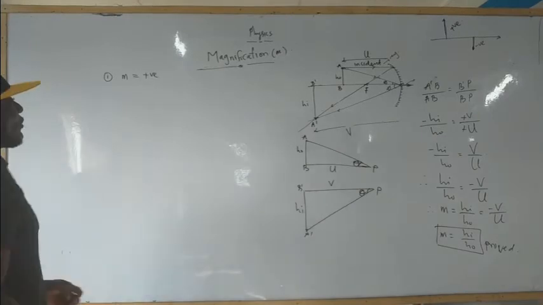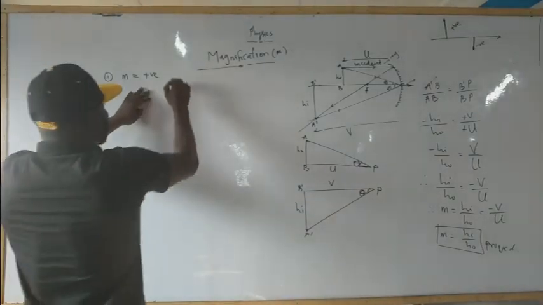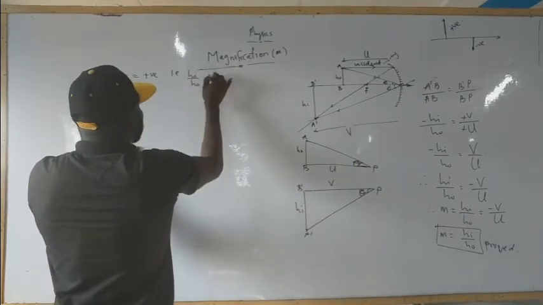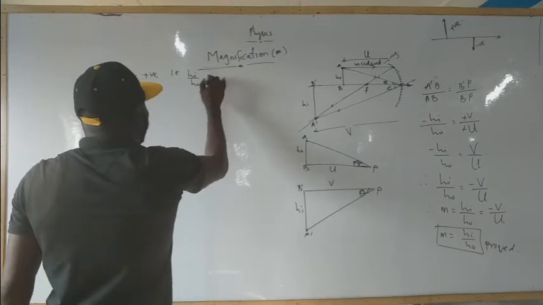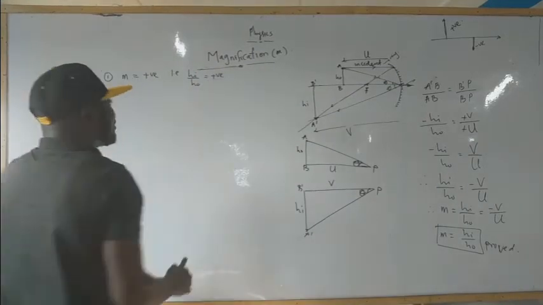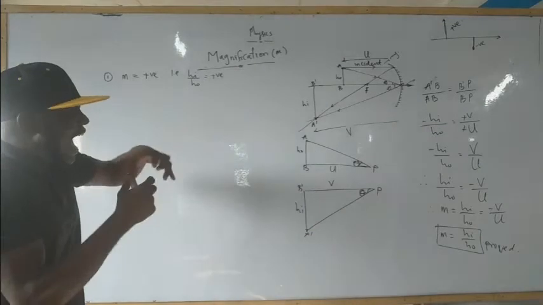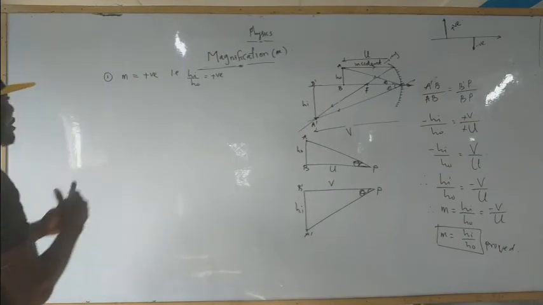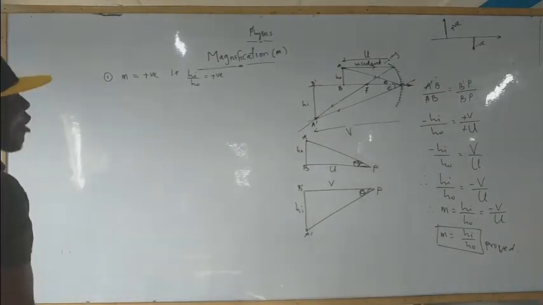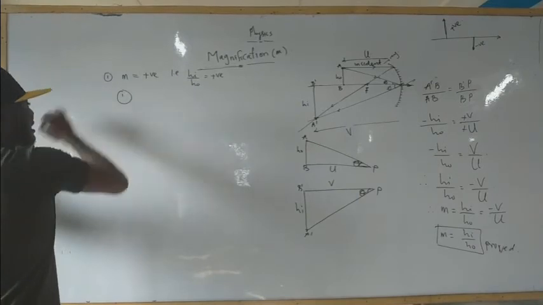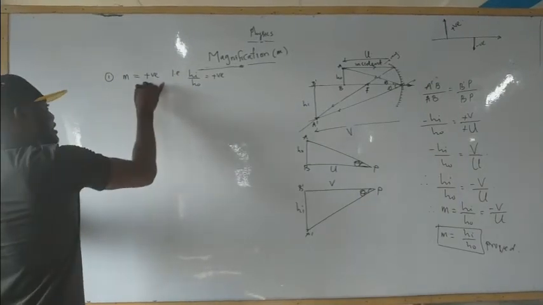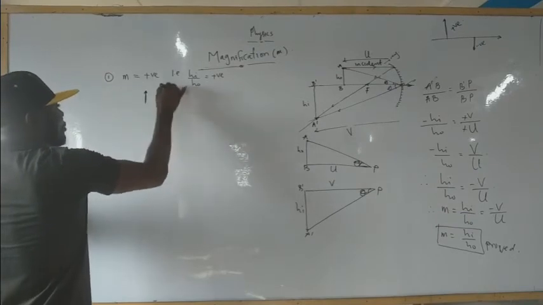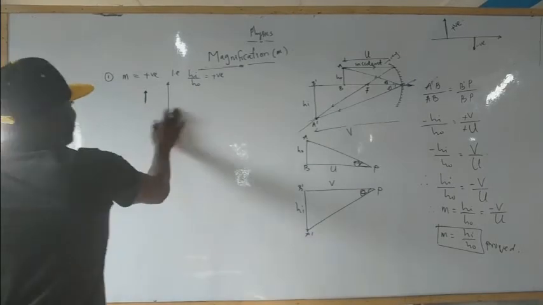Number one, when magnification is positive, that is HI over HO equals positive, that is when the height of the image and the height of the object are both positive, then what will be the nature of the image formed? Look at this: it will be in this form, arrow or this also.